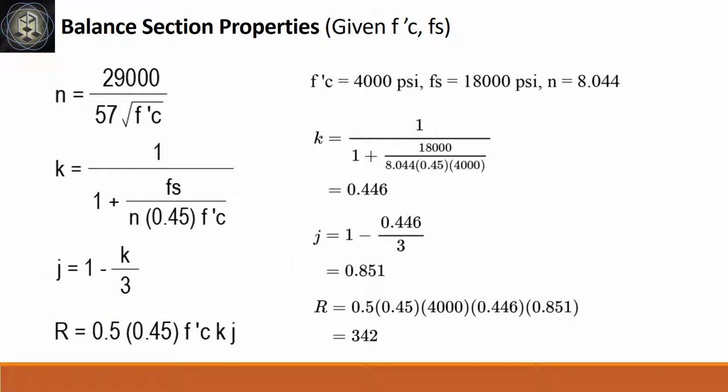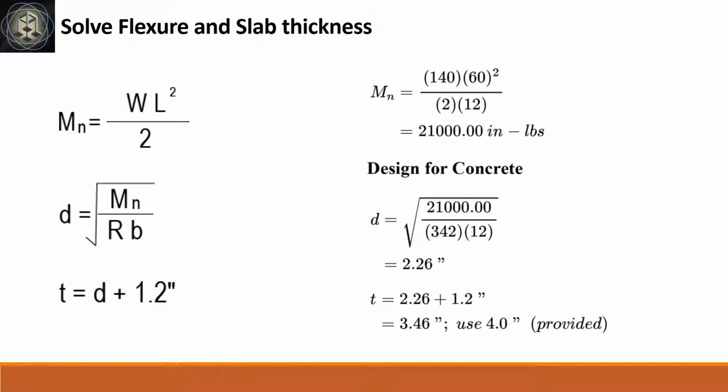Given f'c equals 4000 psi, fs equals 18,000 psi, the balance section properties are as follows: n equals 8.044, k equals 0.446, j equals 0.851, and R equals 342. Proceed to flexure and slab thickness.